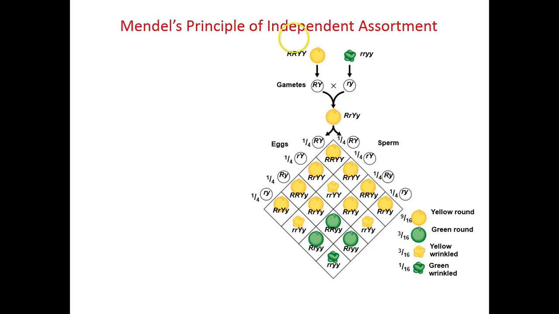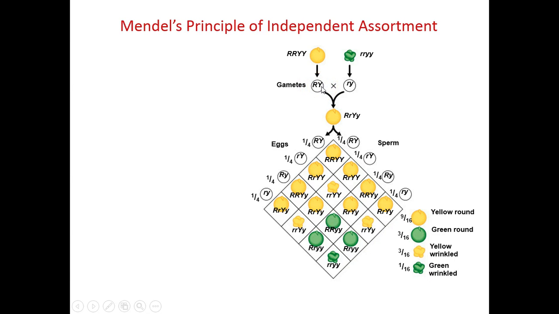This is looking at parents who have two traits, and they're homozygous for each trait. So you've got a parent who is dominant for both color and shape. So they're round and yellow. Their other parent is recessive for both color and shape. So we have a wrinkled parent who is green. Now the first parent can only make one type of gamete, a big R, big Y gamete.